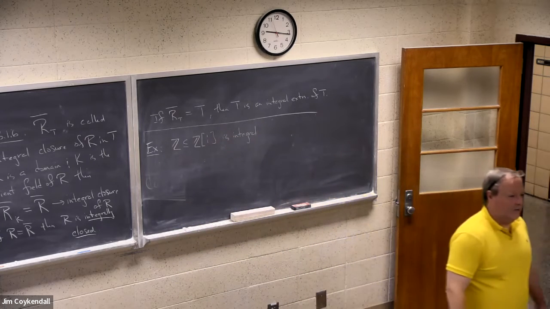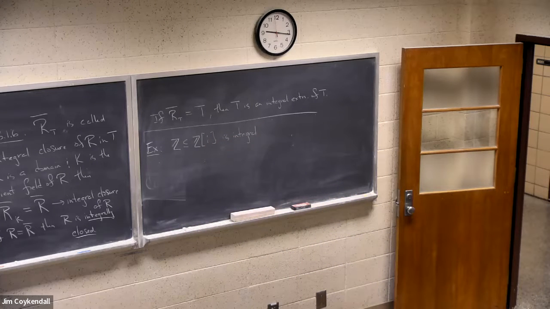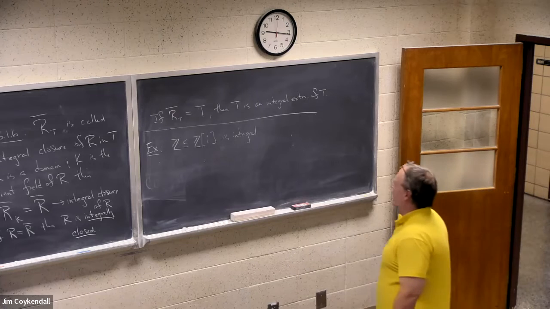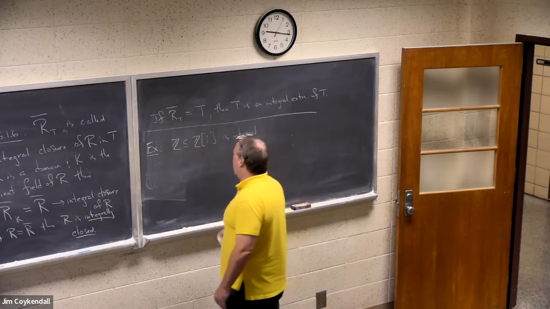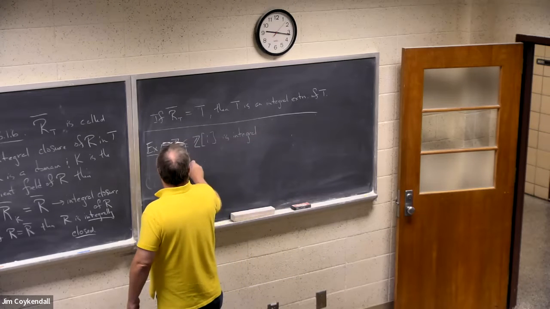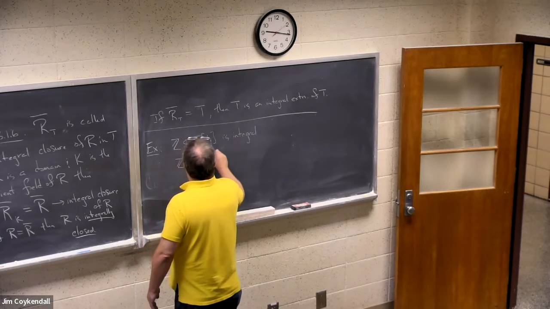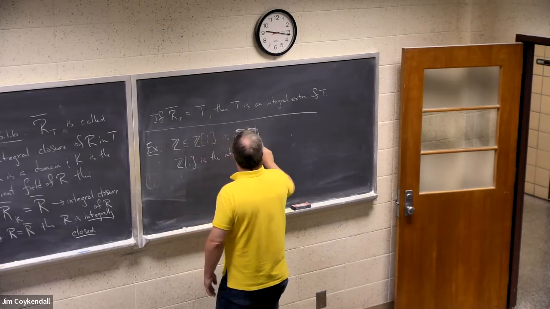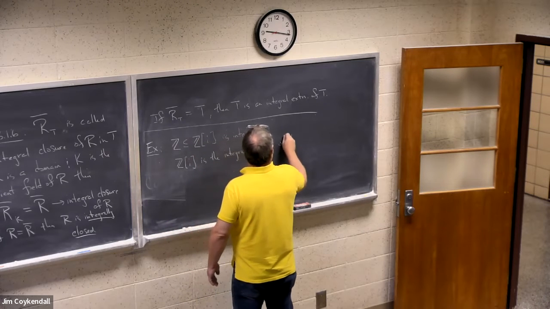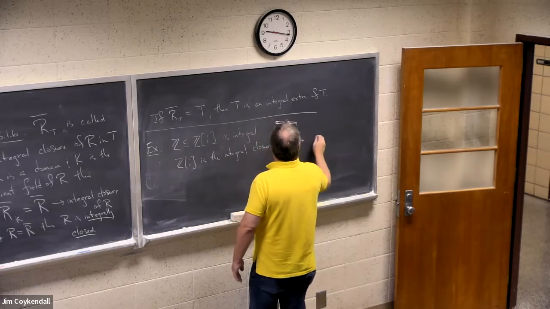Z inside Z[i] is an integral extension. We've done this example before, but I want to emphasize that this is not the integral closure. Z[i], in fact, is the integral closure of Z in the field Q[i].